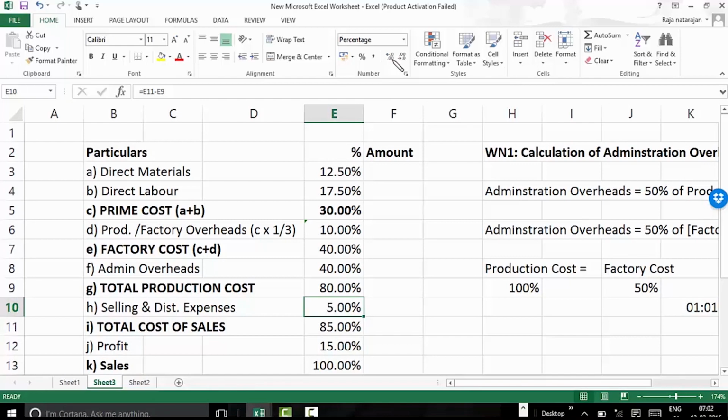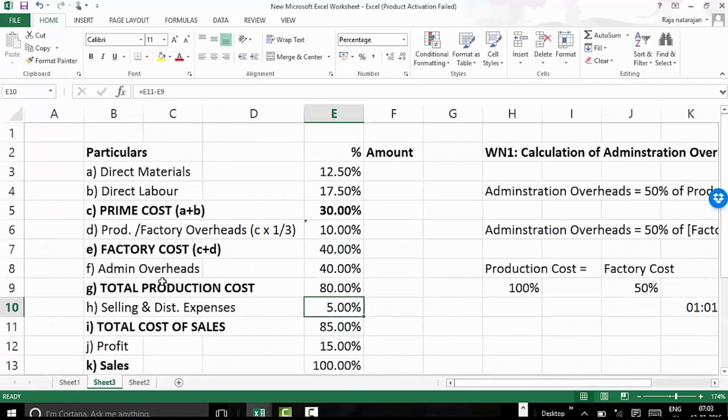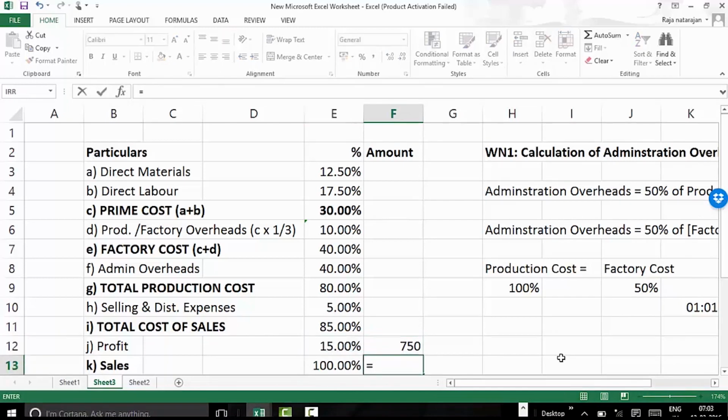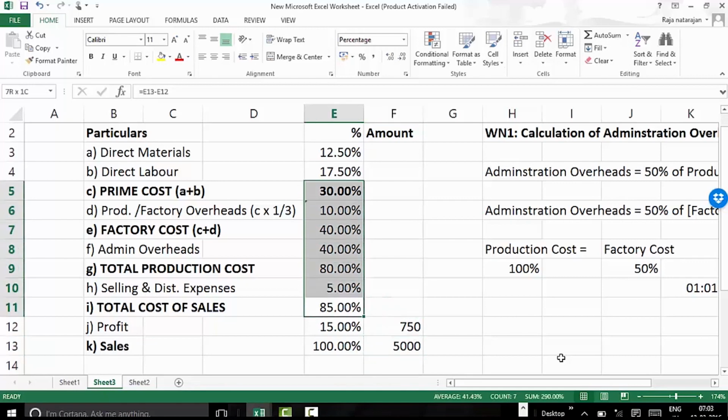So where can we start? Do we have information about any of these items? Only one item we have, that is profit. Profit is 750 per unit. So here let me capture it. I know my profit is 750. Okay, and if this 750 is representing 15%, look here, 750 is representing 15%, then what should be 100%? So how can I find that? 750 represents 15%, so the 100% is supposed to be 5000. So once I get this 5000, then I think I can find everything, because all the other items are linked with sales. If you look at the percentages, everything is linked with sales.